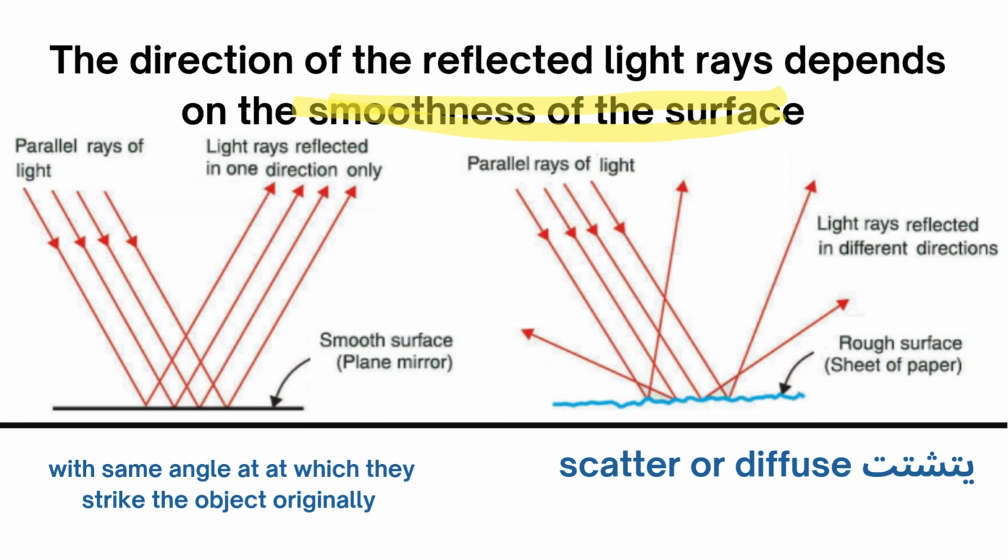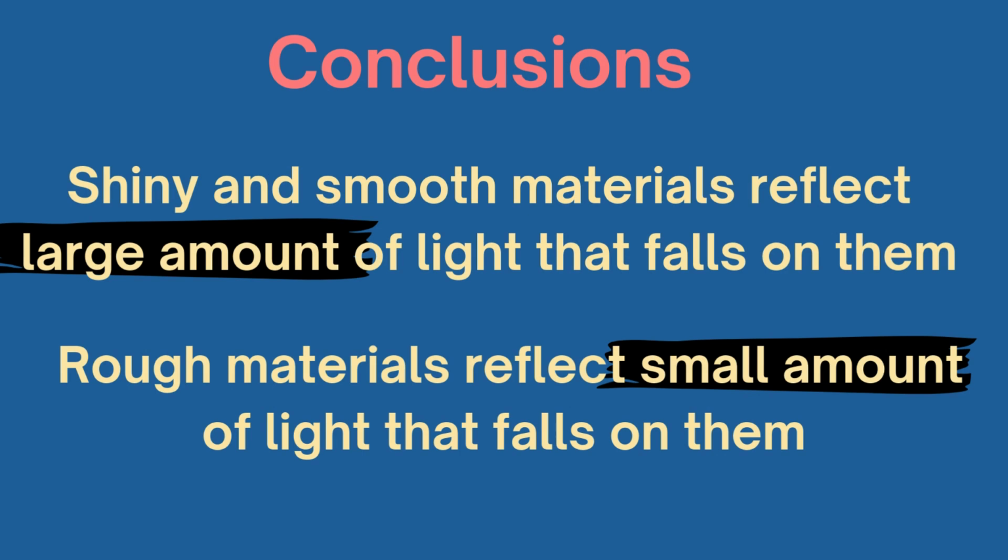So here, a very important point: the direction of the light reflected from the objects depends on the smoothness of the surface. The conclusion: shiny and smooth materials reflect a large amount of light that falls on them, and rough materials reflect a small amount of light that falls on them.